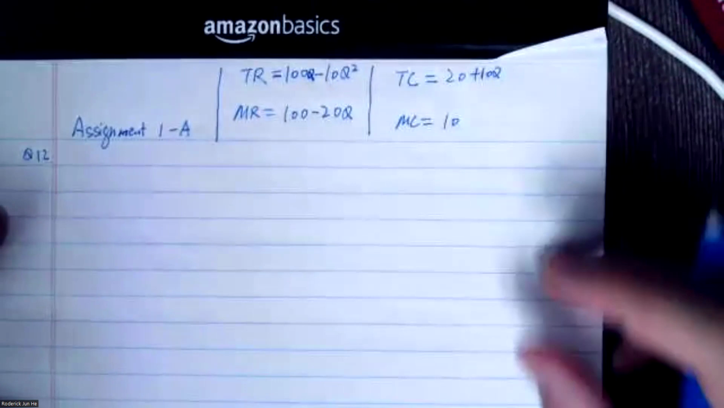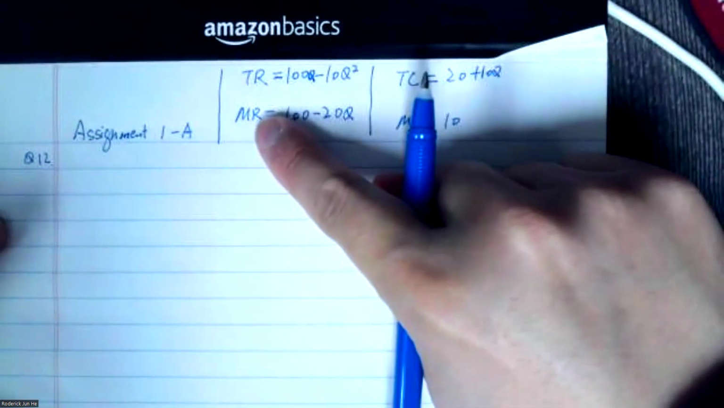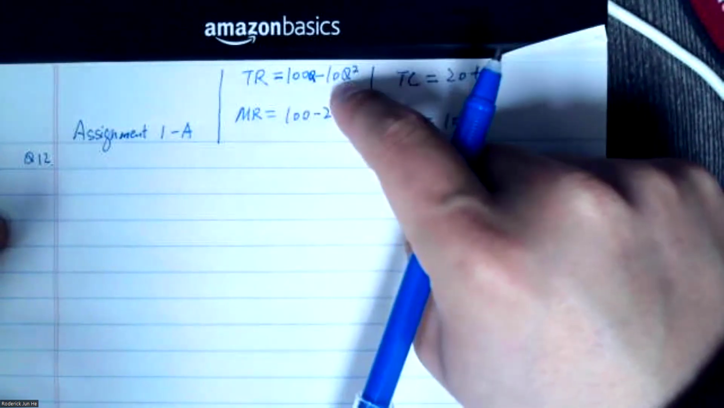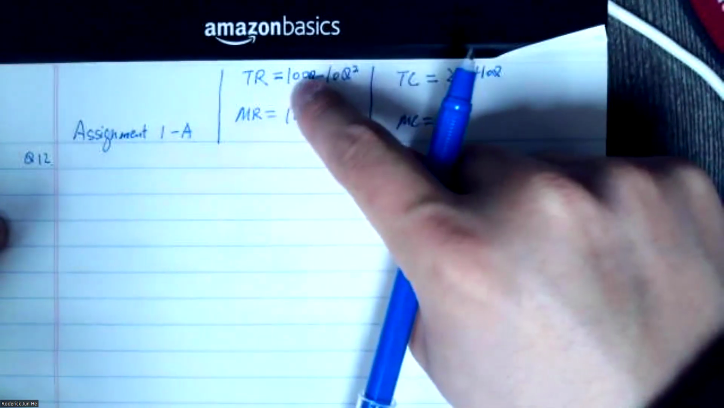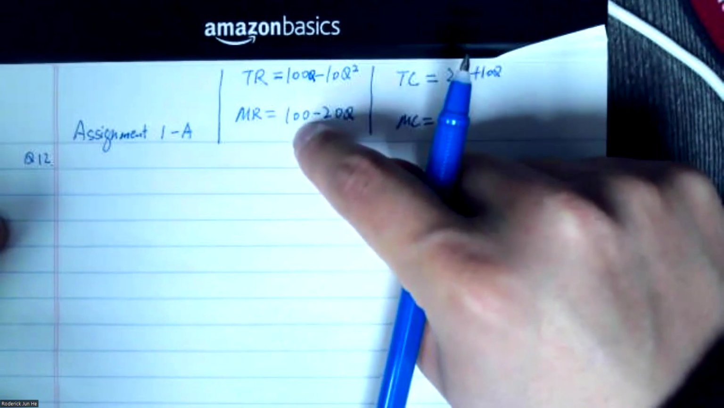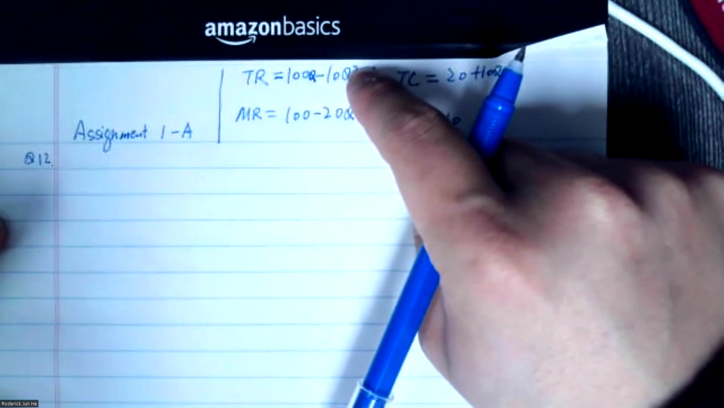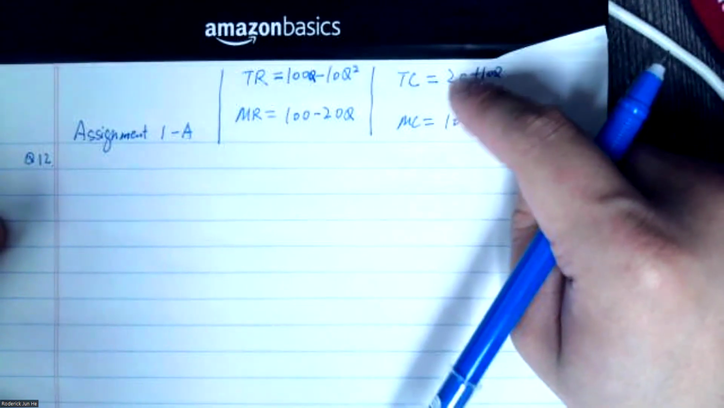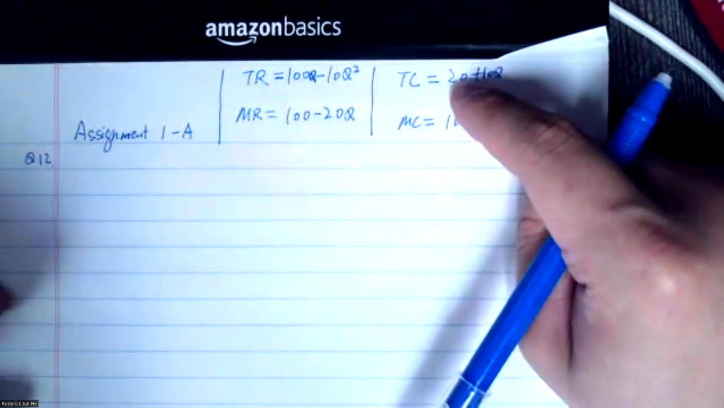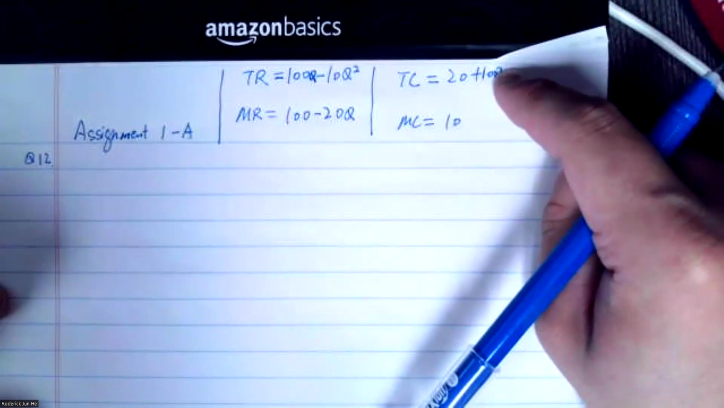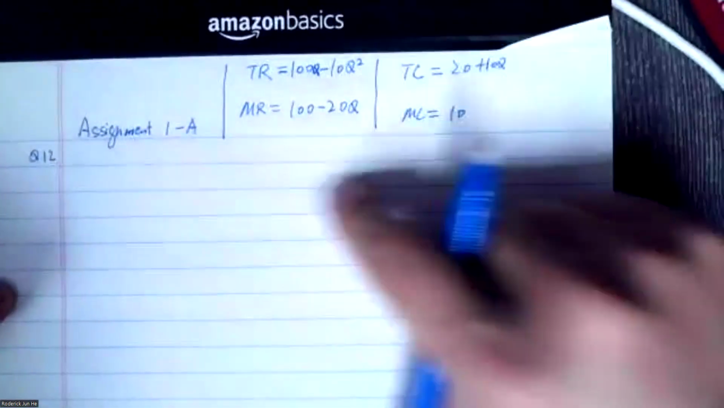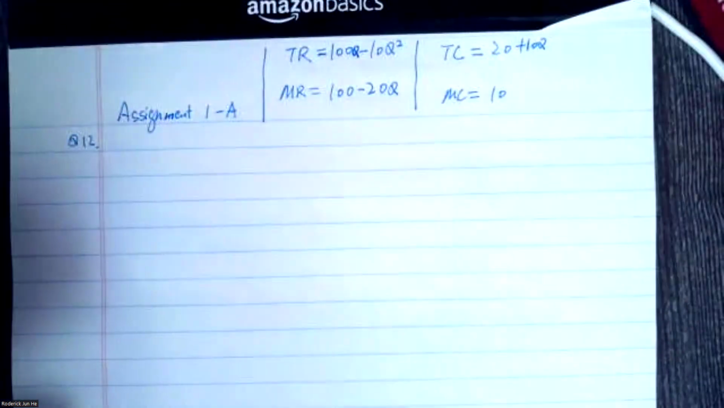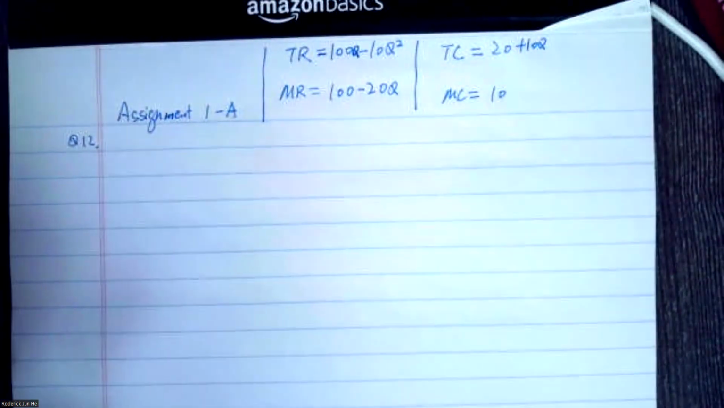And in Unit 3, I'm going to teach you how we get marginal revenue from total revenue, which is by taking the derivative. Here, if you take the derivative with respect to Q, the derivative of 100Q is 100, the derivative of minus 10Q squared is minus 20Q. The derivative of 20 with respect to Q is nothing, and the derivative of 10Q with respect to Q is 10. So that's how we got it. But here, you just need to take this as given. We're going to learn this later, okay?